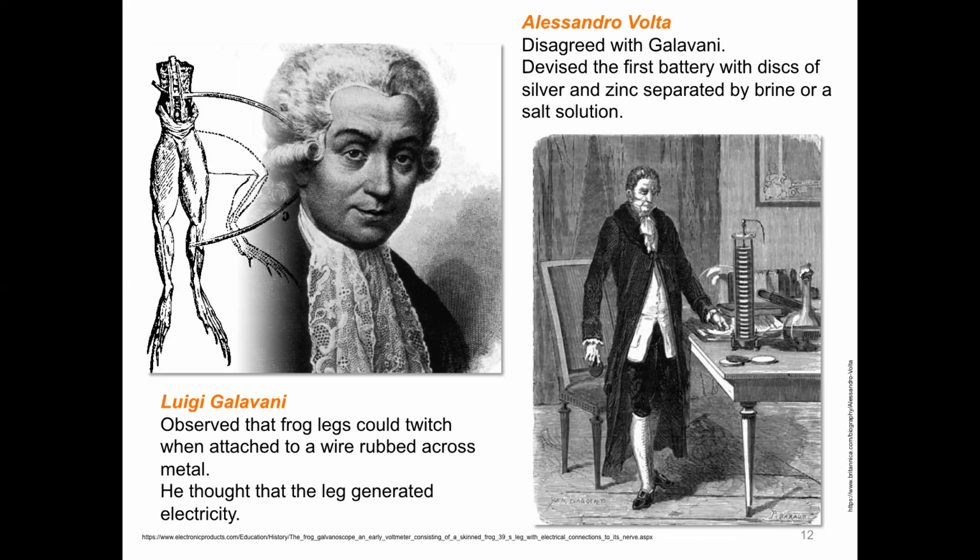Now, Alessandro Volta disagreed with him, and he did his own studies to prove him wrong, I guess. I don't really know how all of that interaction went. But he was the one that developed the first battery. And he used silver and zinc, all right? And he put them in a brine or a salt solution. You can see that he had a stack of them. And in lab, we do a coin battery sort of idea. But it's working on the spontaneous movement of electrons between the silver and the zinc.